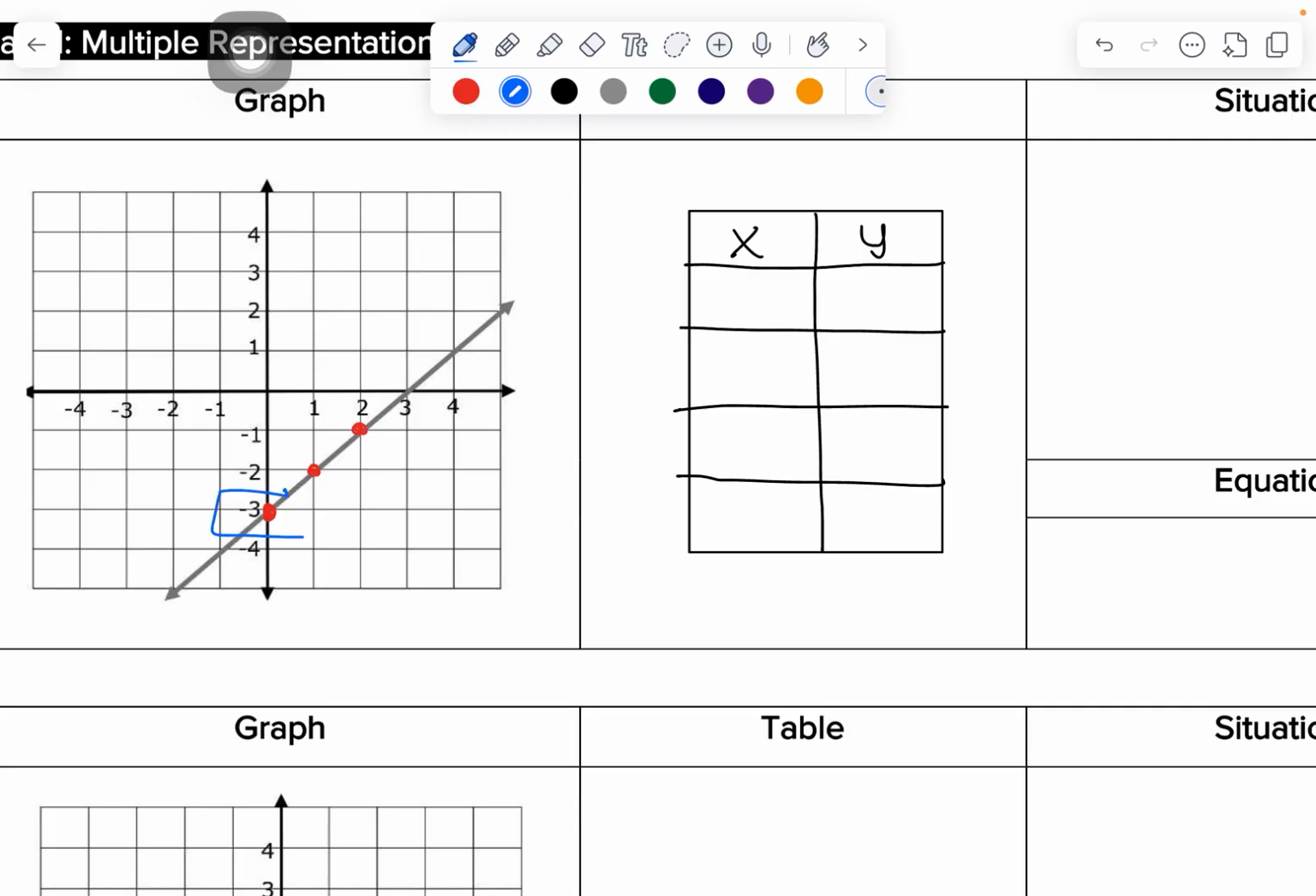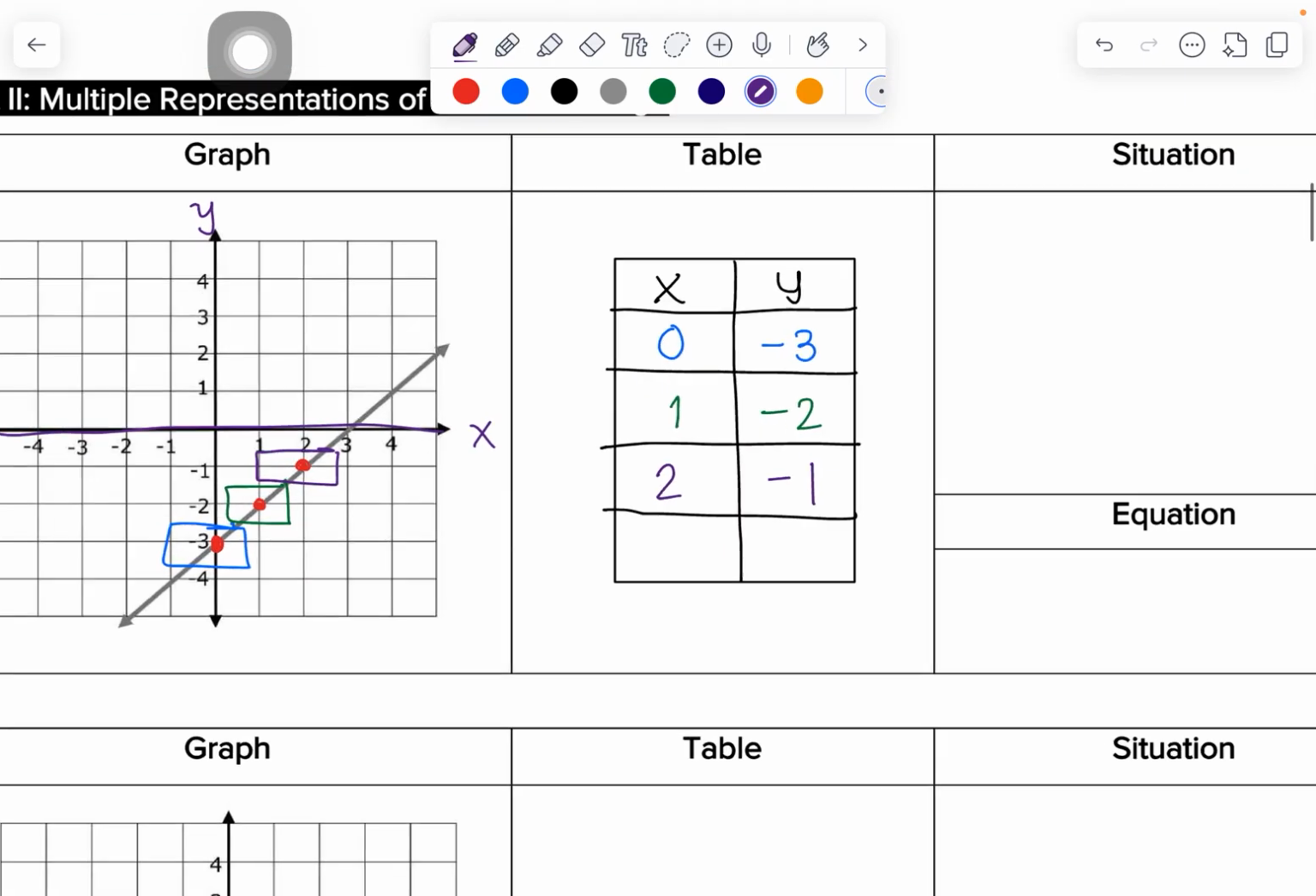So in this point, the x value is 0, and then the y value is -3. In this point, the x value is 1, and the y value is -2. And then at this point, my x value is 2, and the y value is -1. Remember, horizontal is x, vertical is y. And that's all I need.